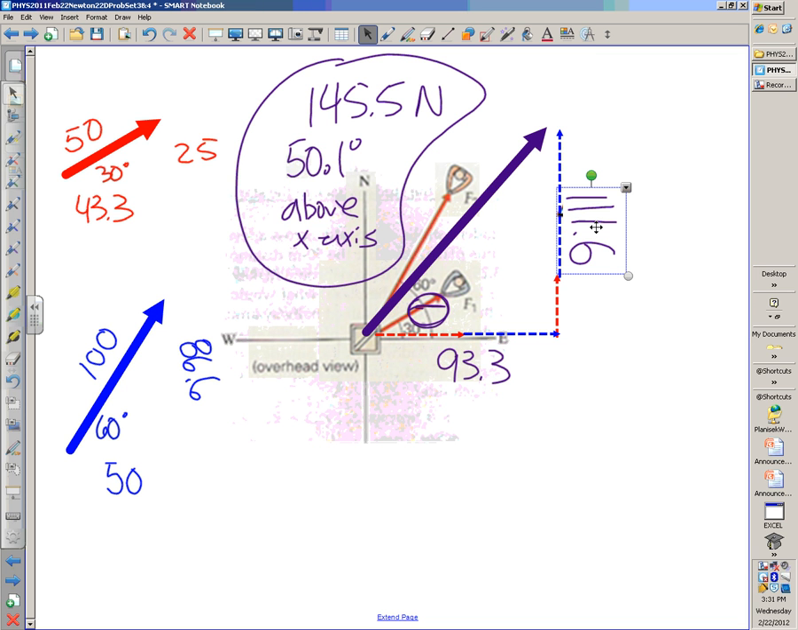We got a total of 111.16, and we said that gave us one big right triangle, where we knew two of the sides, so we could calculate the third side, and then we could figure out the angle as well. That gave us a resultant force of 145.5 newtons at 50.1 degrees above the x-axis. And that's the answer to question number 1, which is the net force acting on the box.